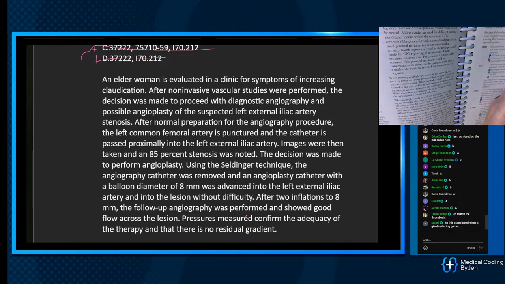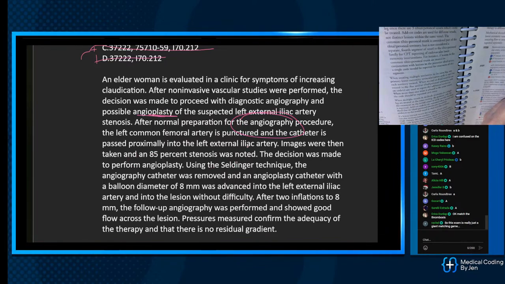Look at our 757. 757, what? 10? Angiography. What does the CPT code have already in it? It already has an angioplasty, but not an angiography. So we've got the angioplasty repair. But did we do an angiography?